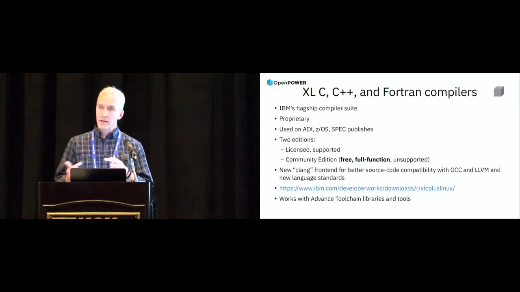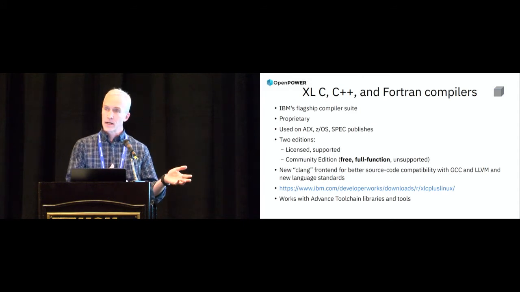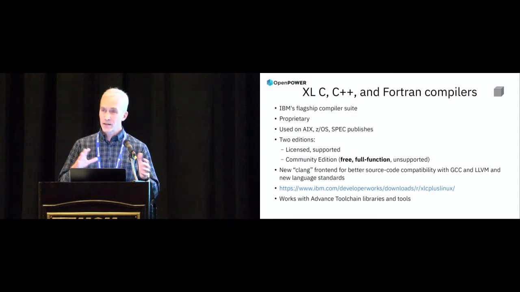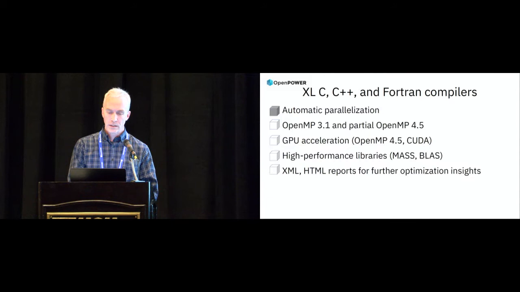Another nice feature that allows for collaboration between the XL compiler offering and the advanced toolchain is the optimized libraries that come with the advanced toolchain can also be used by the XL compiler. So you maybe get kind of the best of both worlds, the flagship compiler and pre-built system libraries that are fully optimized for the architecture.